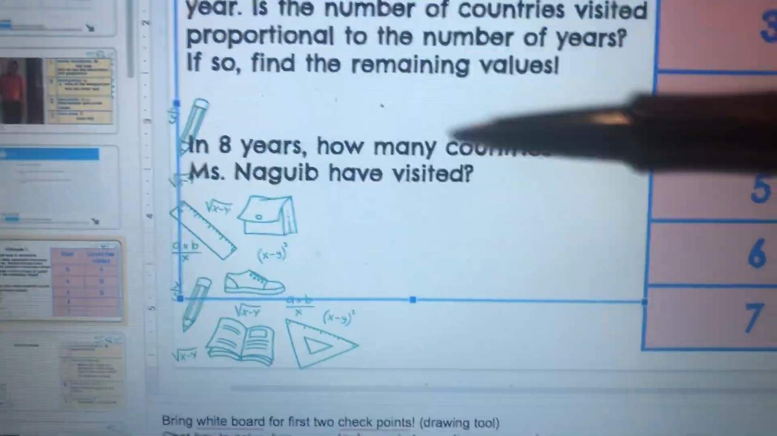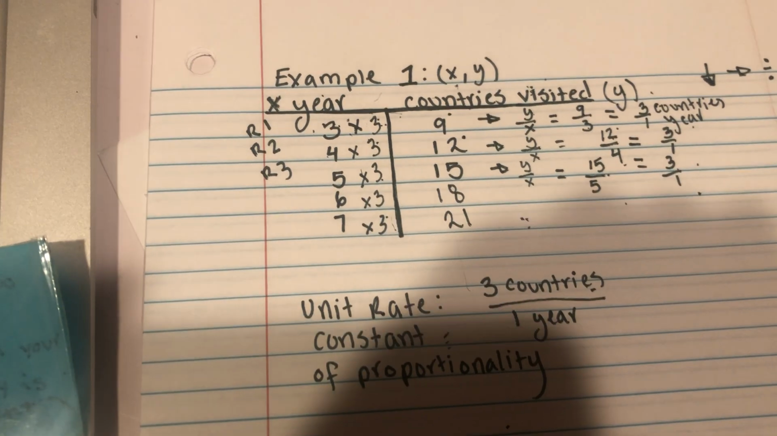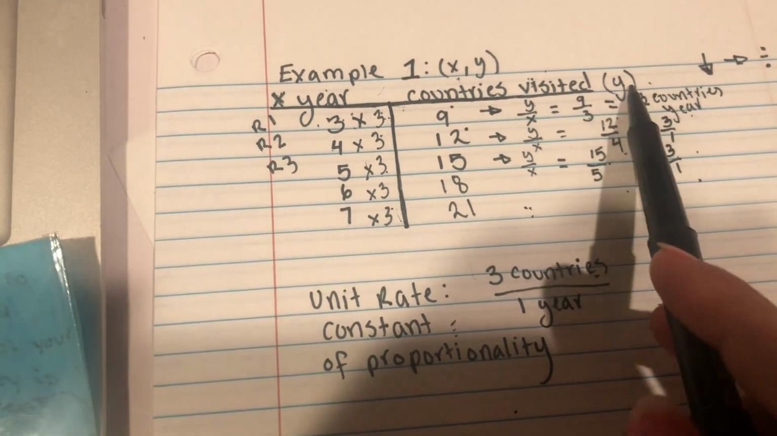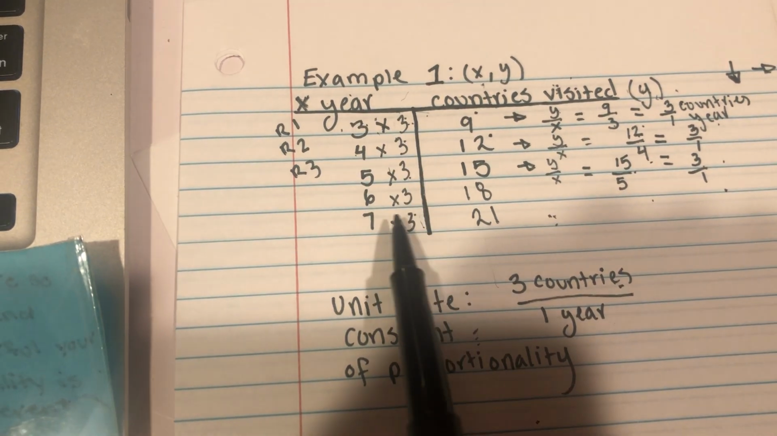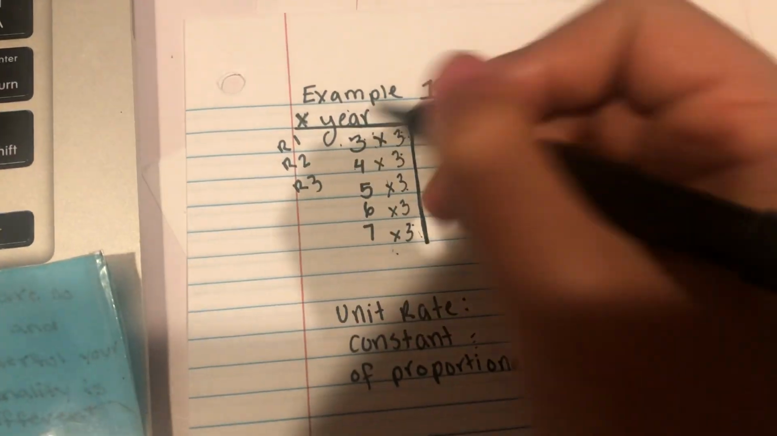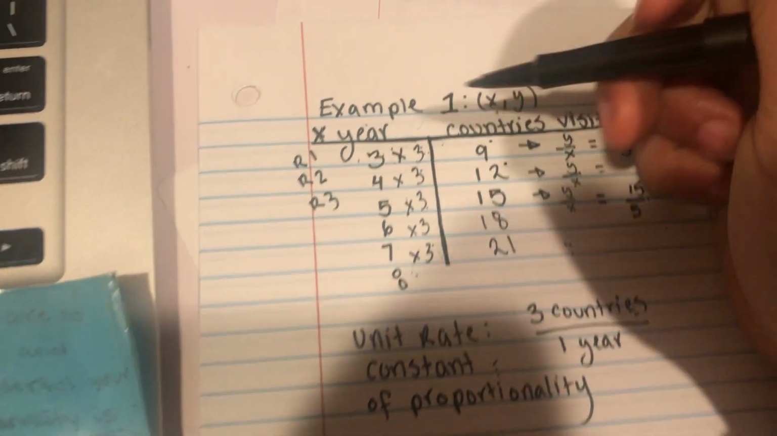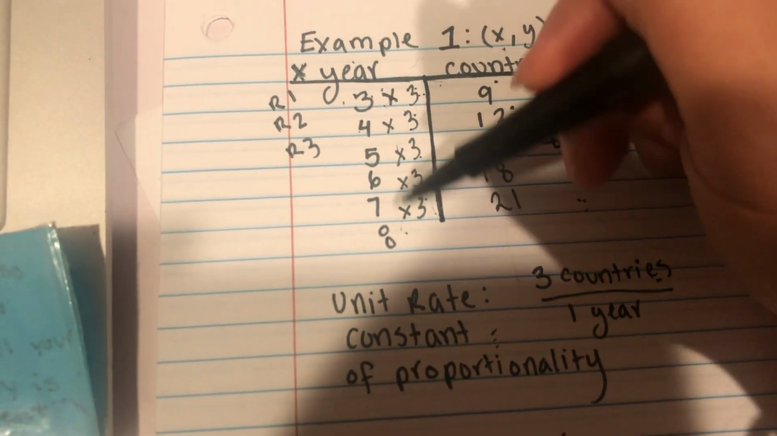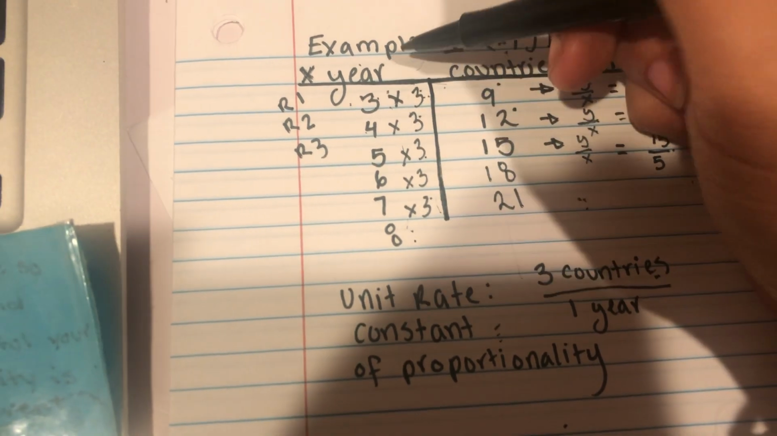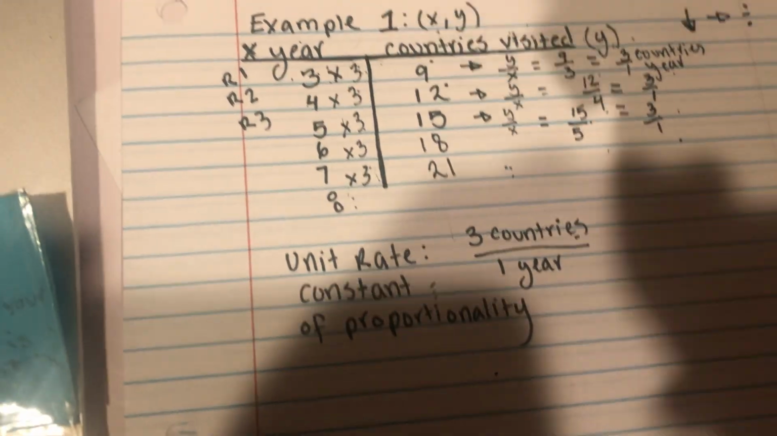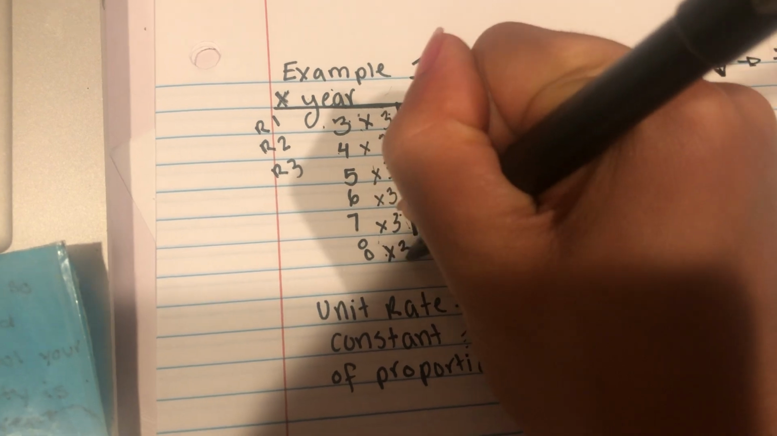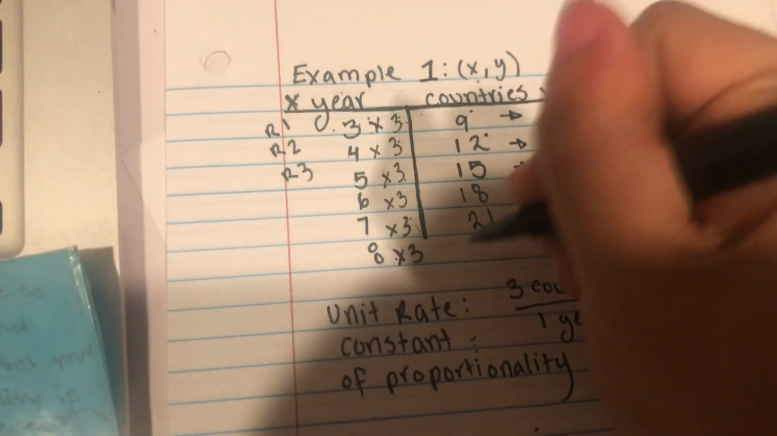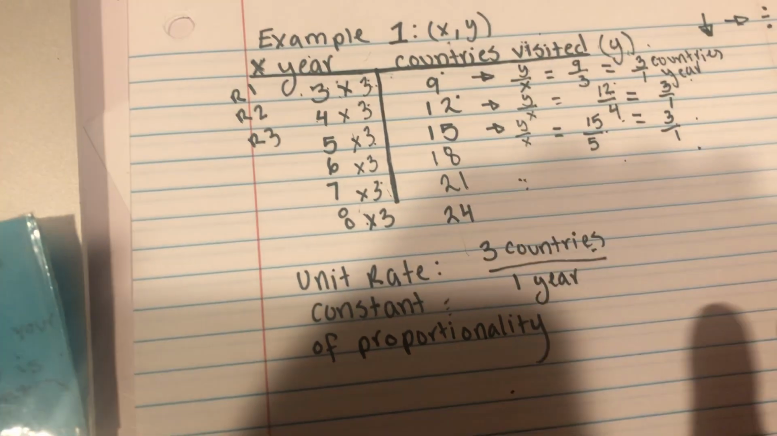And the last thing says, okay, well, in 8 years, how many countries would Miss Naguib have visited? So if I want to figure out how many countries she visited in 8 years, years is my x value, so I'm going to add an 8. Because we're talking about 8 years, which is why your units are really important. And so since this is a proportional table, I'm going to also multiply by 3, and I'm going to get 24.